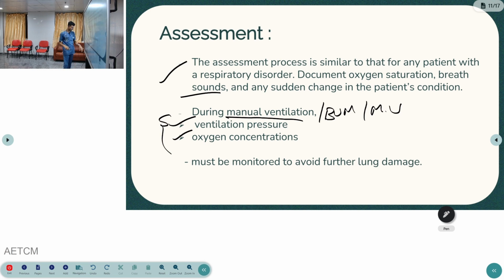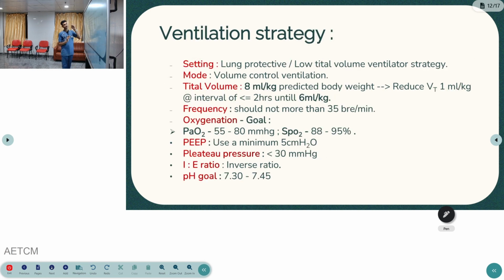Why, we will tell one by one. First, these are the ventilation strategies. You may go for transport from hospital to hospital, or if you are using an in-hospital ventilator setup, this is the appropriate thing we have to maintain in ARDS ventilation. There is one specific protocol we have, like the ARDSNet protocol. If you want, you can go through the protocol. This is the simplest form of it.